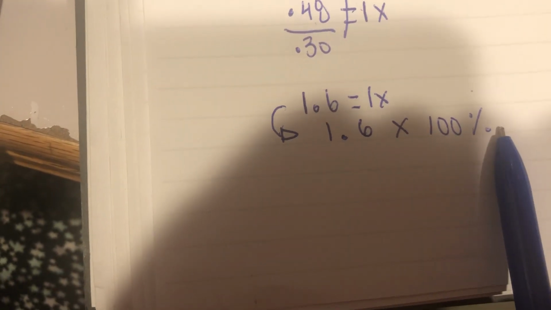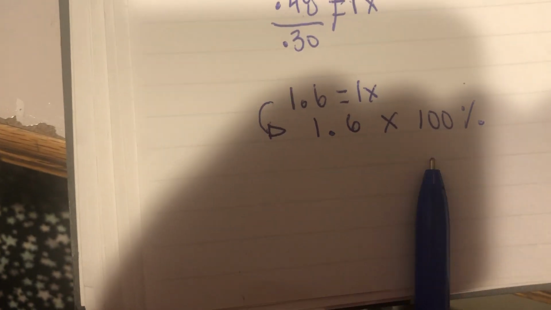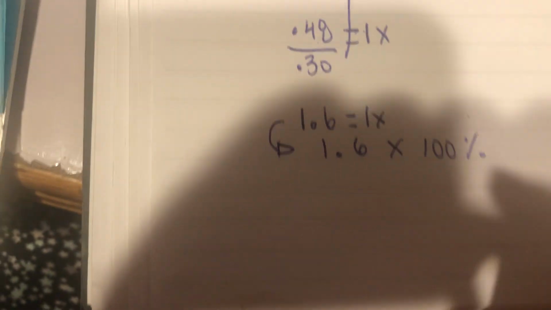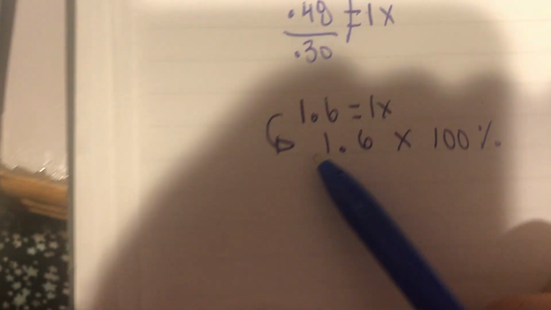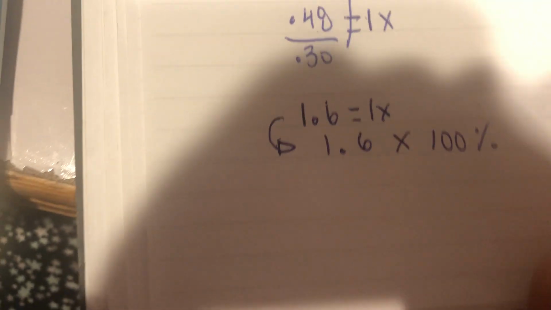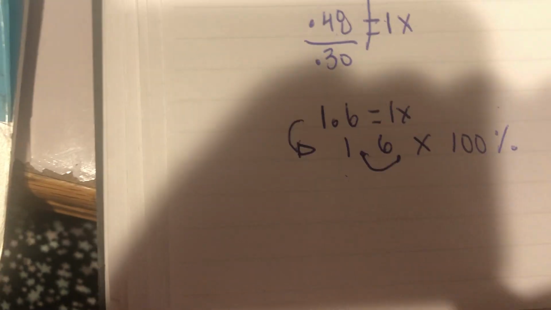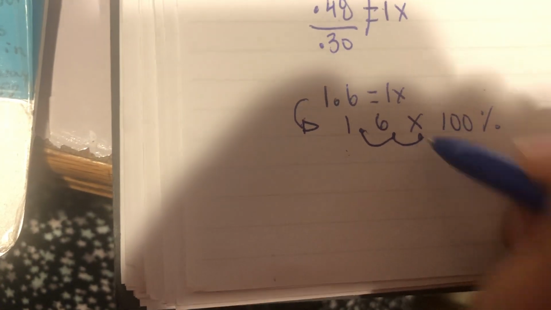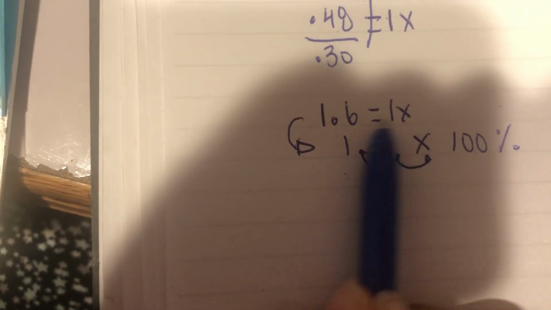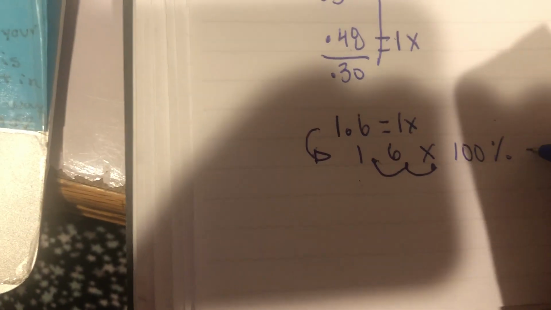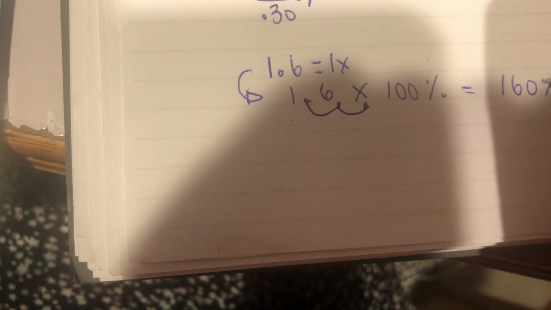Now, anytime you multiply by 100, you're moving the decimal place twice. So if you have 1.6, or 1 and 6 tenths, I'm going to move it once, right? And then another time, twice. And if you're moving it, that means you're going to add a 0. So that's actually going to equal 160%.